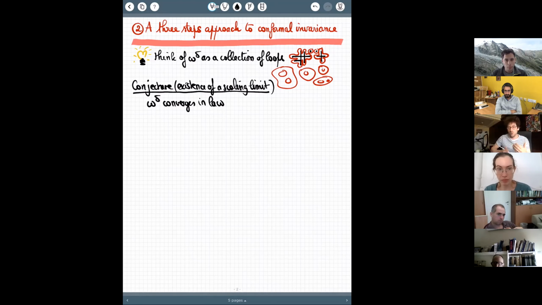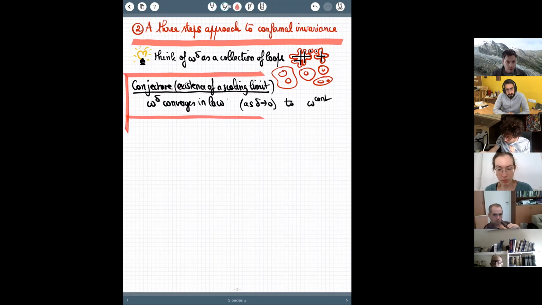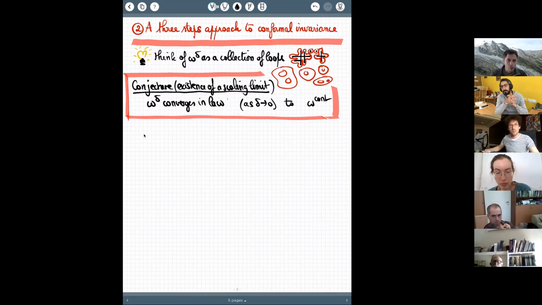So omega delta converges in law to an object, a random variable that I'm going to call omega continuous, as delta tends to 0. It's a conjecture, it's not a statement, it's not obvious at all. You are going to see that it's really not obvious. But that's going to be my first conjecture. And I'm going to work from this thing.